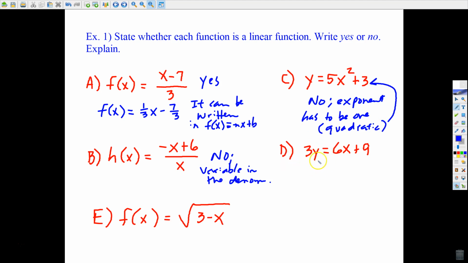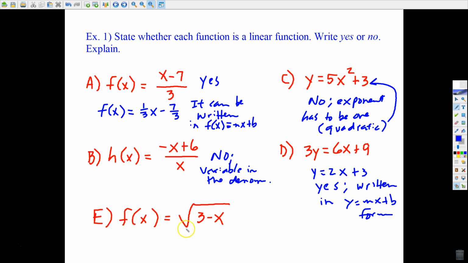Okay, letter D. Let's see. Well, can it be put in y equals mx plus b? Well, yeah, if we just divide by 3 on both sides, we're going to get y equals 2x plus 3, so we would say yes. And it's written in y equals mx plus b form.